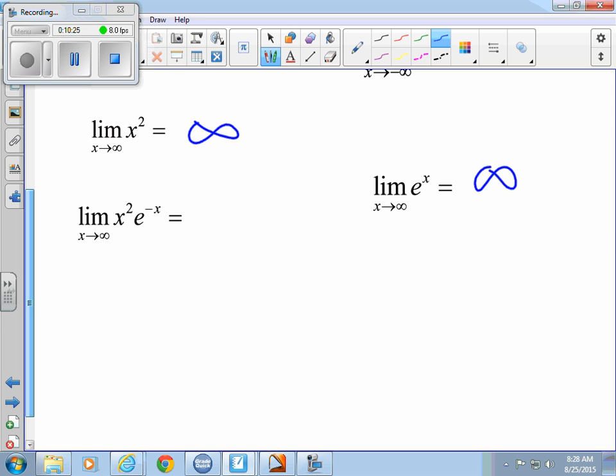If I look at them separately, what's the limit as x approaches infinity of x squared? What's the limit as x approaches infinity of e to the negative x? So, what if I plug in really big numbers to e to the negative power? What's a negative exponent?